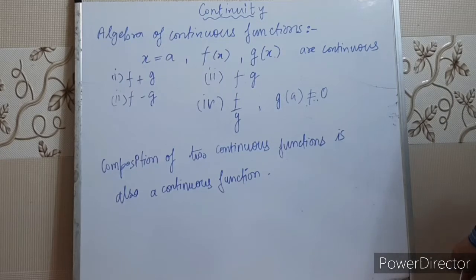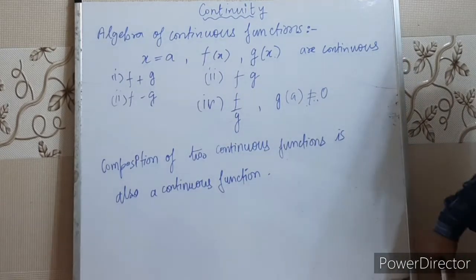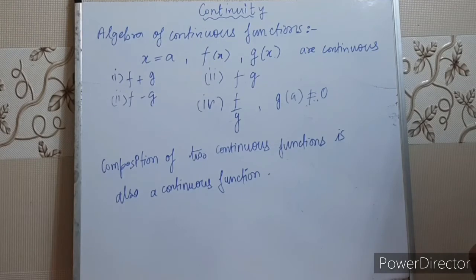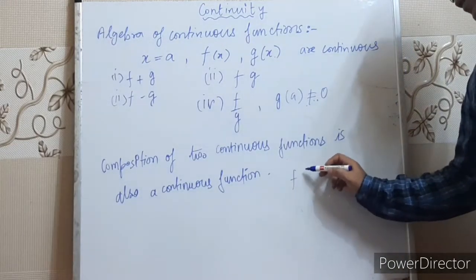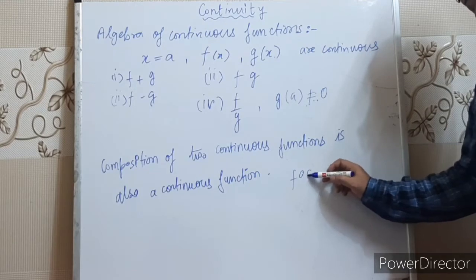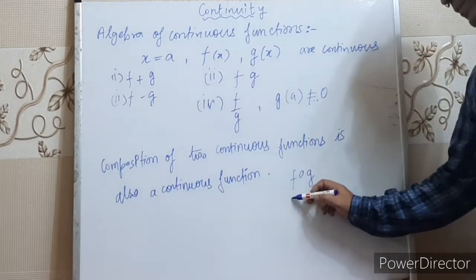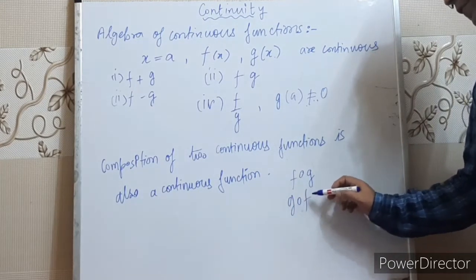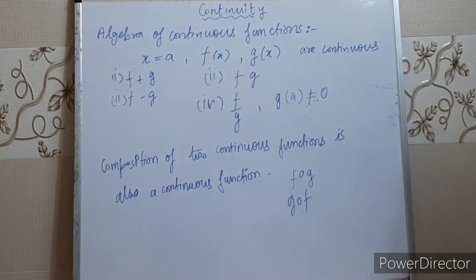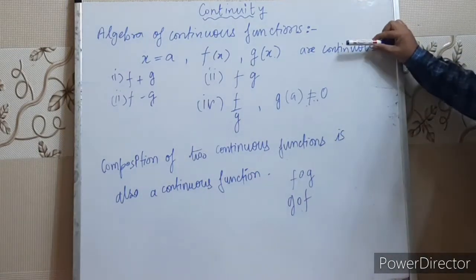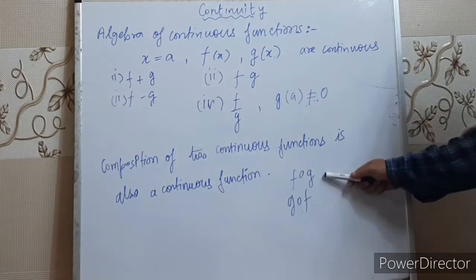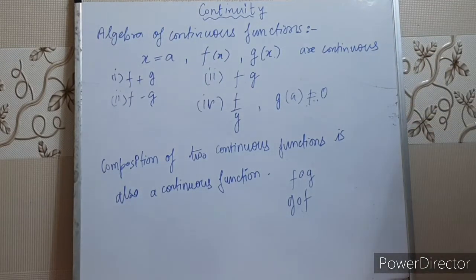Okay, next is composition of two functions, which is also a continuous function. We have studied composition of two functions in chapter 1, relations and functions. There we have studied f of g is a composition of functions. g of f is also a composition of functions. That means if f and g are continuous functions, fog and gof are also continuous functions. Right, children? Note down.